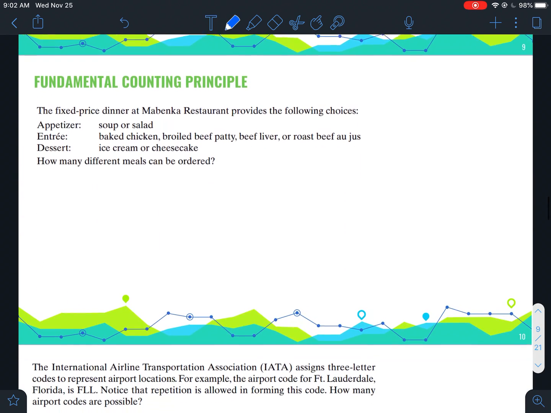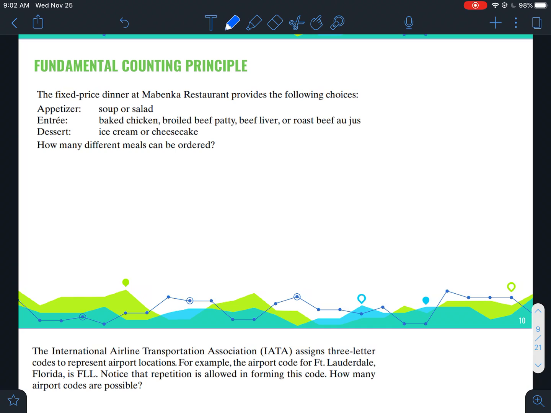All right. So one of the foundational skills in probability is called the fundamental counting principle. When you guys did the warm-up and you wanted to know how many different ways there are to arrange the letters in the word Jupiter, you could have used the fundamental counting principle to make your life way easier. So a fixed price dinner at McKenna Restaurant provides the following choices. You can have a soup or a salad for an appetizer. You can have baked chicken, broiled beef patty, beef liver, or roast beef au jus for your entree. Or you can have ice cream or cheesecake for dessert. How many different meals can be ordered?